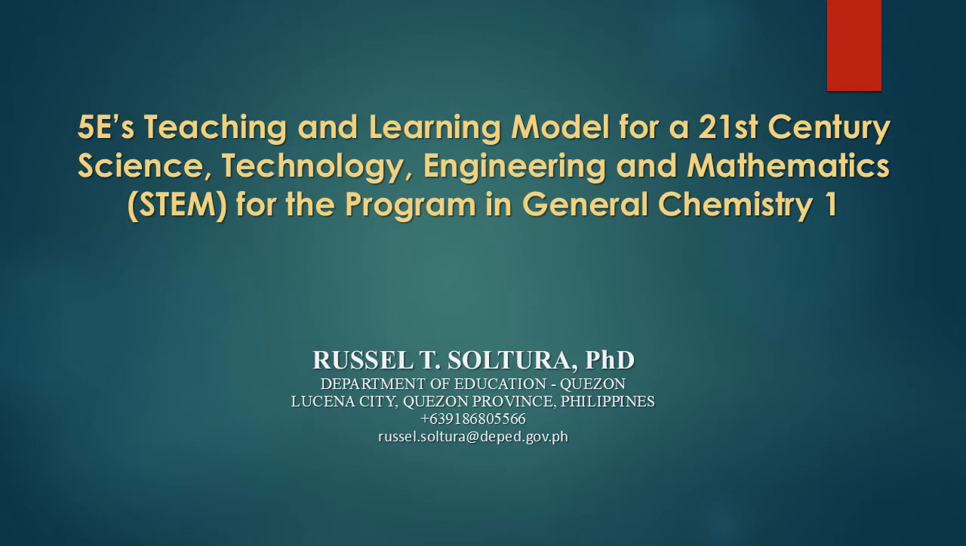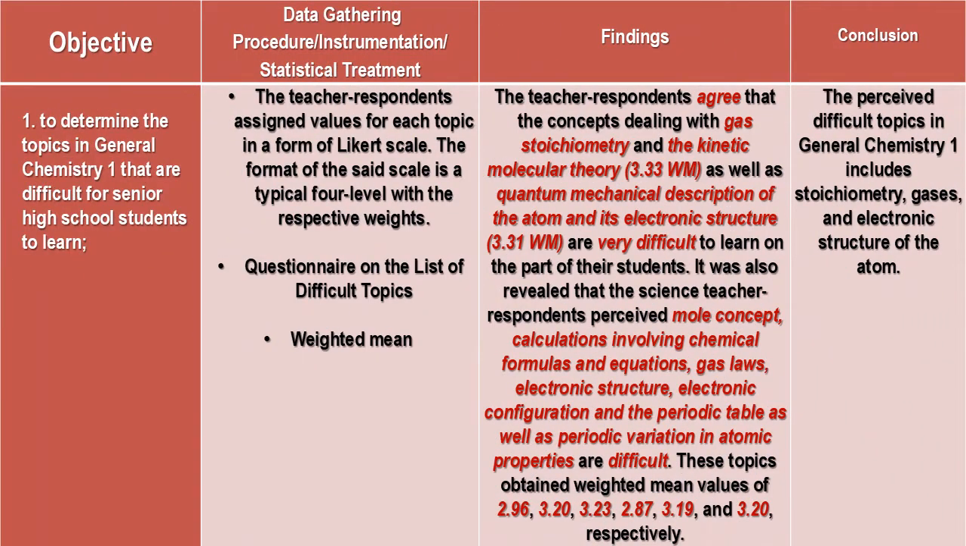It consists of the following: data gathering procedure, instrumentation, statistical treatment, findings, and conclusion. For the first objective, to determine the topics in General Chemistry 1 that are difficult for senior high school students to learn, the researchers used a Likert scale consisting of 4 levels with the respective weights. The instrument used was a questionnaire on the list of difficult topics. Hence, weighted mean was used.